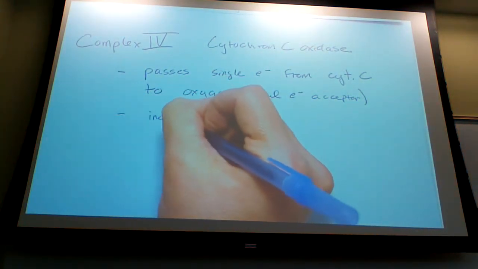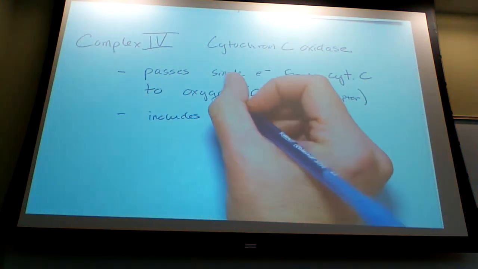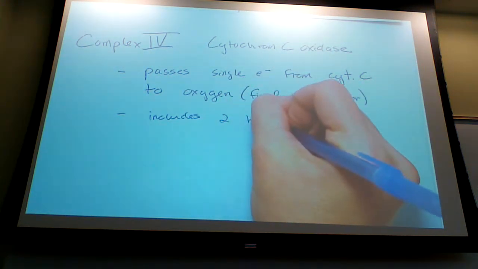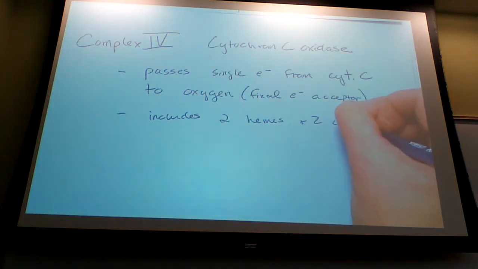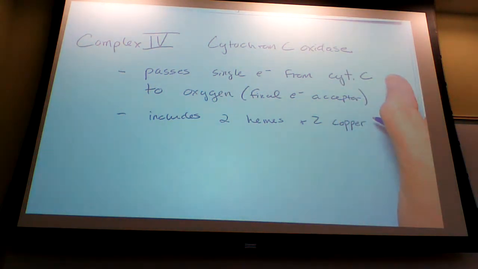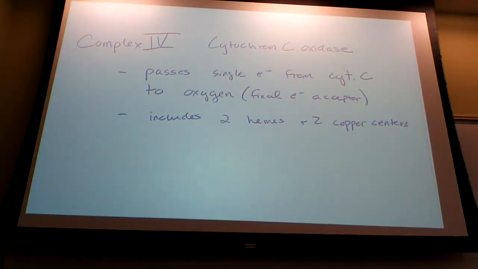And this includes 2 hemes and a couple of copper centers. What are my oxidation states on copper? +2 and +1. Yeah. So kind of like iron, I can have 2 different oxidation states. So copper can be in +1 or +2 form.